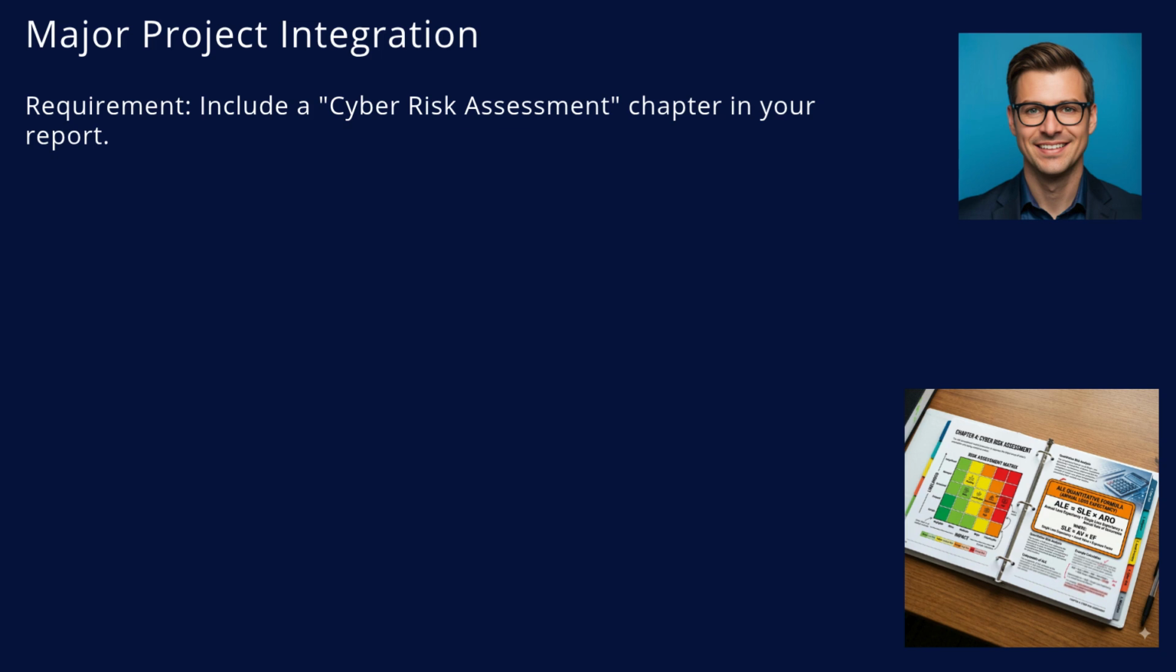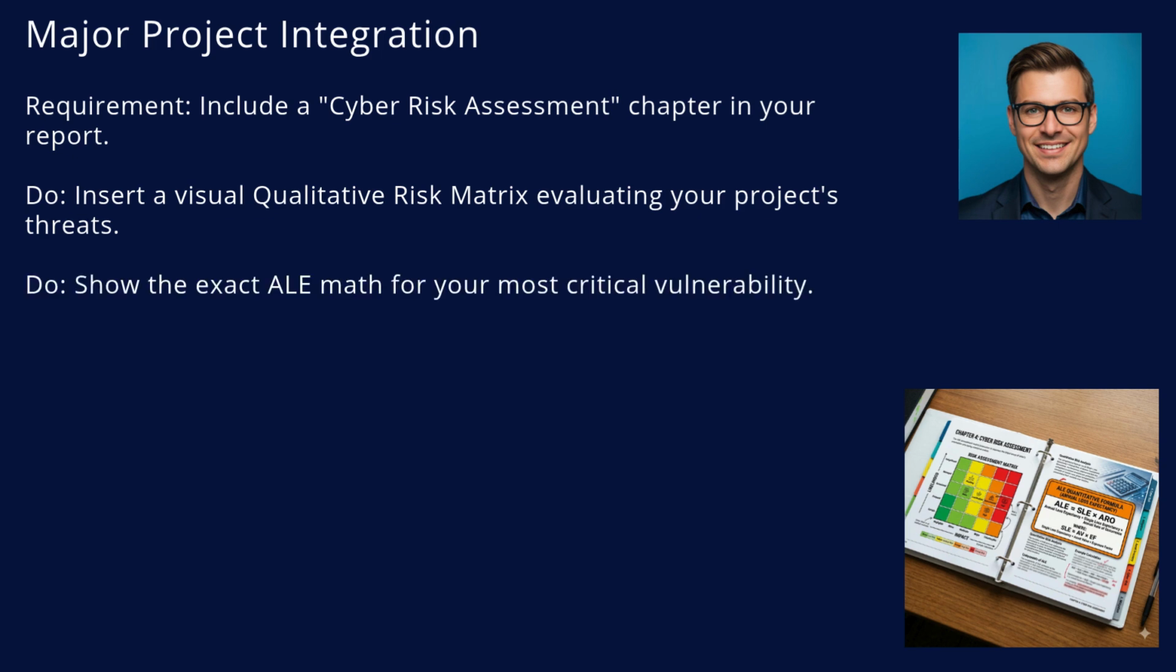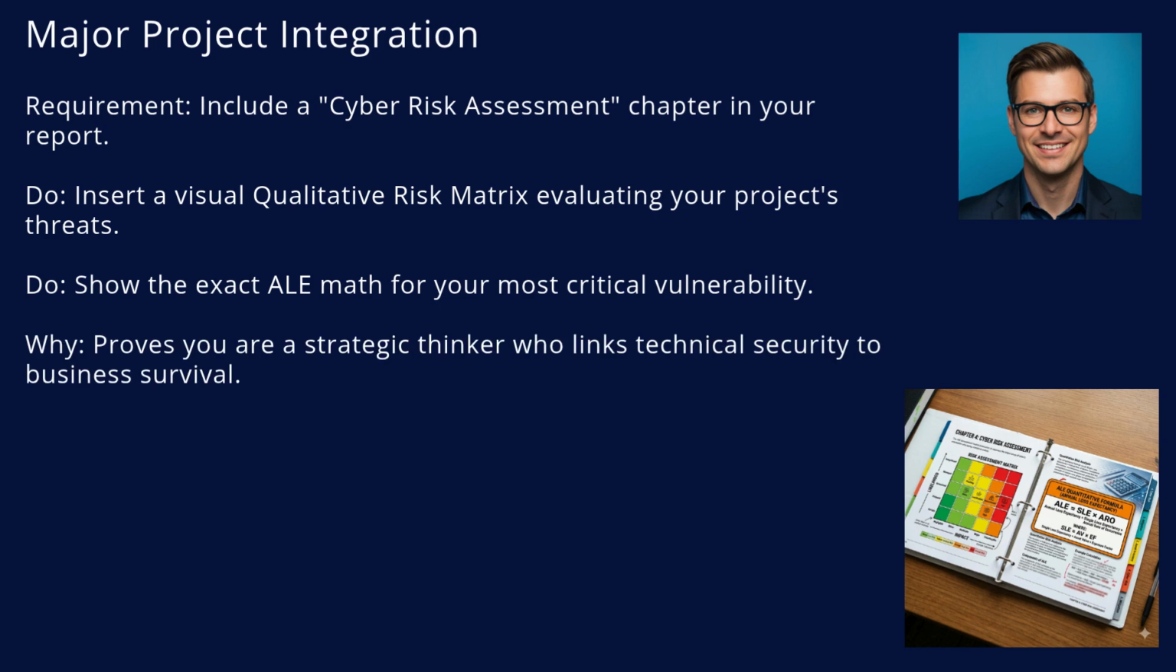If executing your major project, K46 must form the absolute foundation of your cyber risk assessment chapter. You must insert visual proof. Include a colorful qualitative risk matrix evaluating the top threats to your proposed system. You must also show your work. Provide the exact ALE mathematical calculations for your most critical vulnerability to justify the security controls you designed. Documenting this is vital because it proves to the assessor that you are a strategic thinker who understands that technical security is ultimately about ensuring business survival.